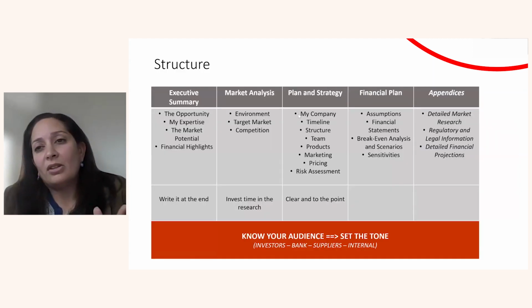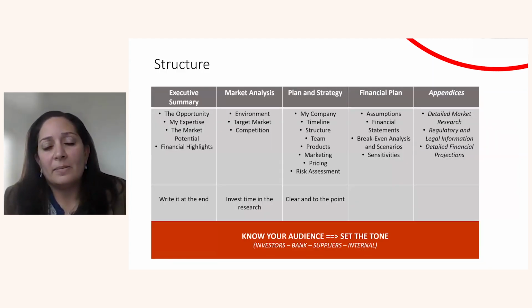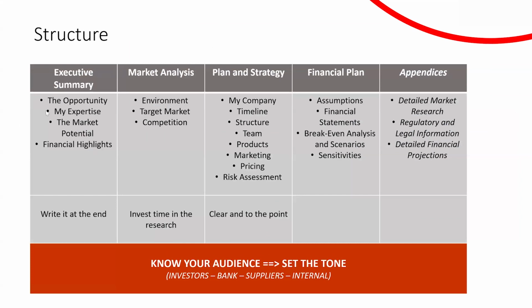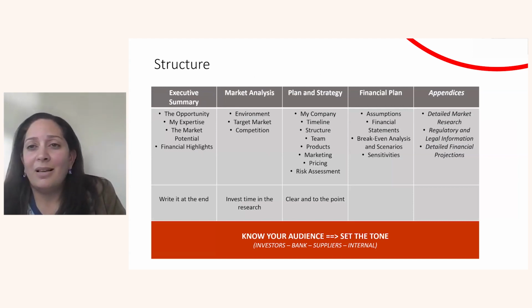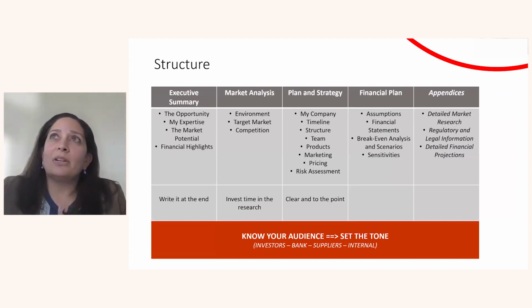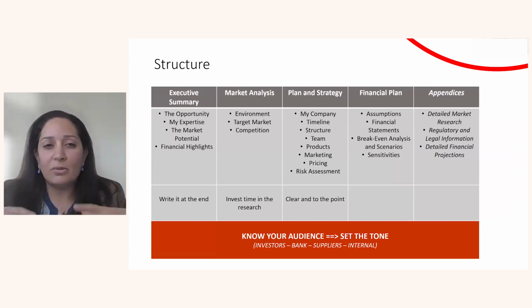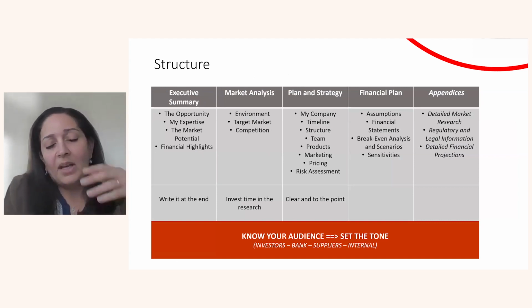A very simple structure of a business plan would look like this. You would have your executive summary. Your first section is your market analysis. And you need to invest time doing that because it shouldn't be, okay, this is the market, I'm going to sell this product, those are my competitors, etc. If you cannot do it yourself, you can commission a market research agency to do it for you.